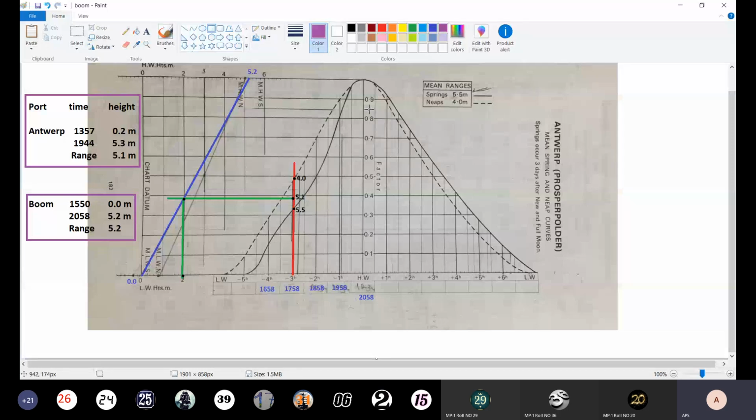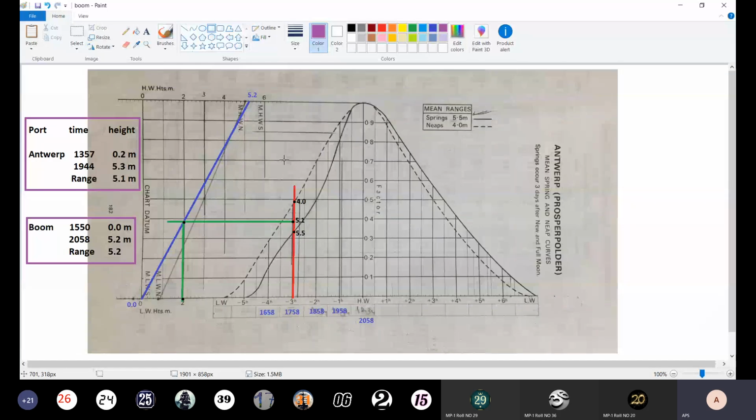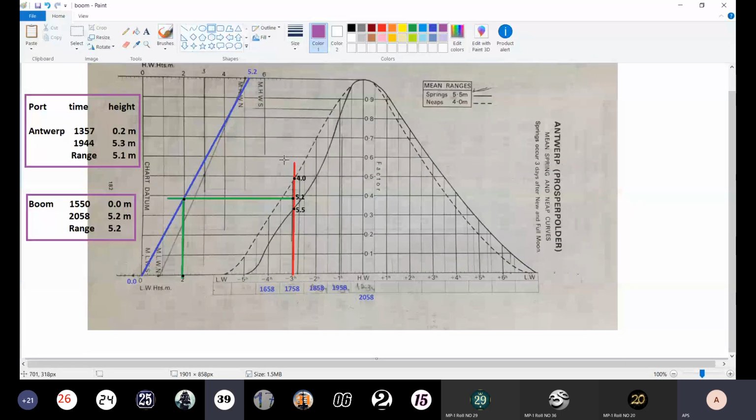If you want, I can send you this sheet for reference if you like. Yes, sir. Sir, could you explain the red line part once again, sir?